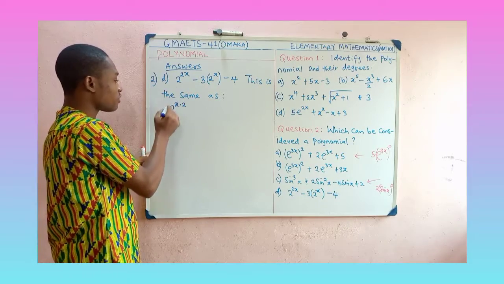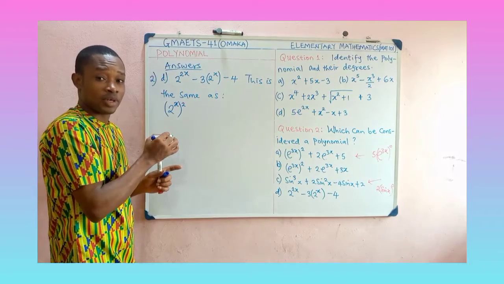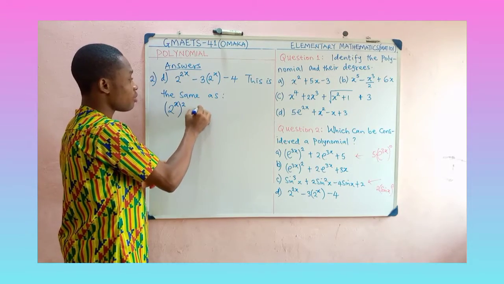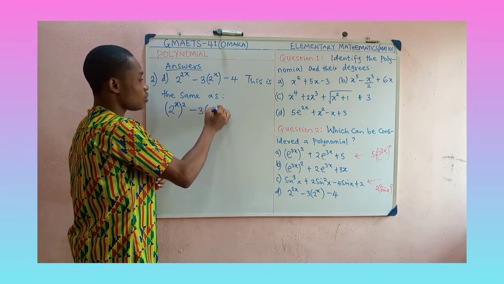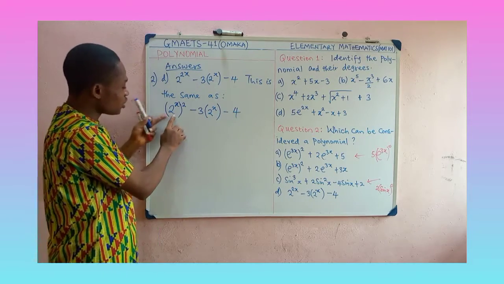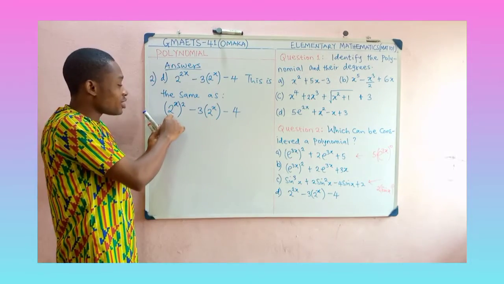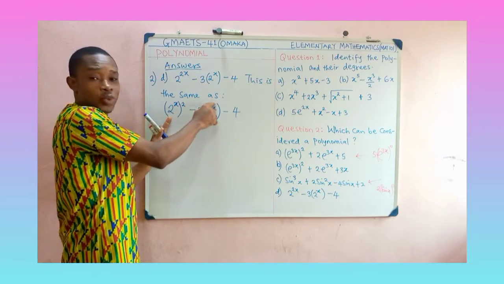And if I shift that, I can actually put this in bracket this way, so that this will now be minus 3 times 2 raised to the power x, then minus this 4. Take note of something now. You notice that each of the terms here have the same base, and the base there is 2 raised to the power x, 2 raised to the power x.